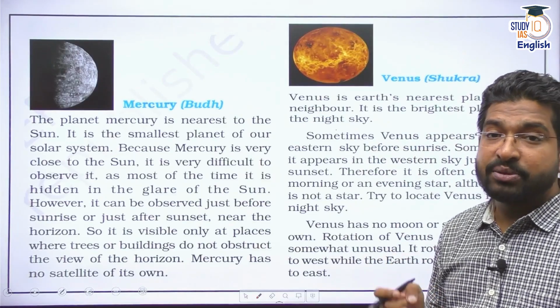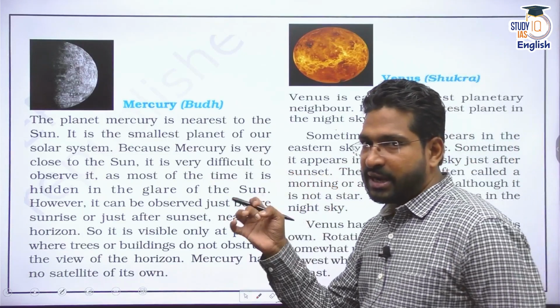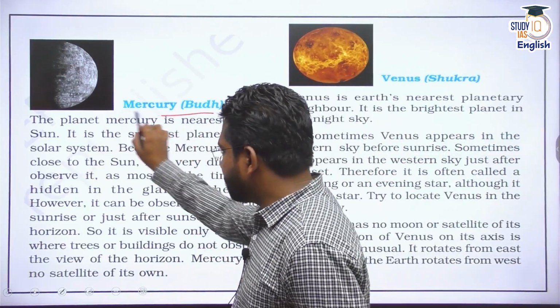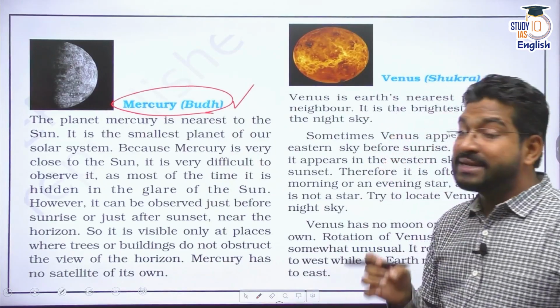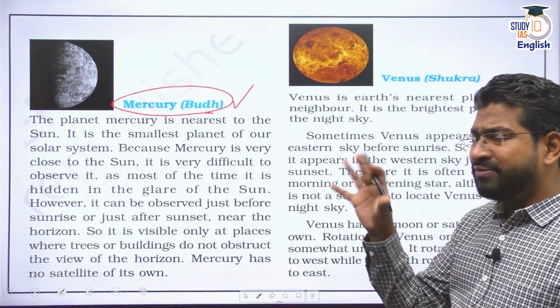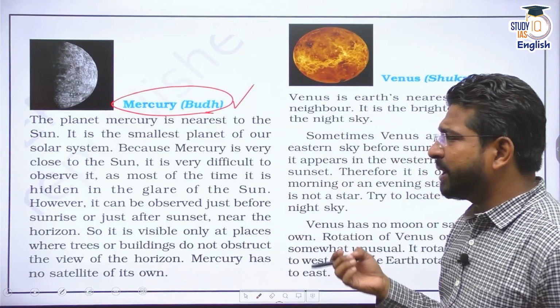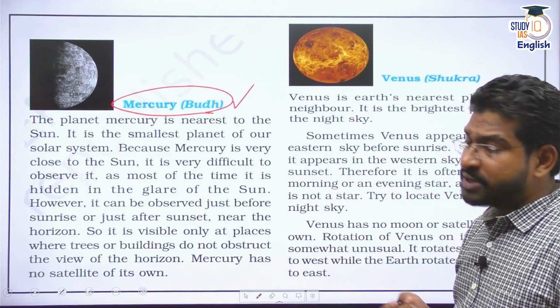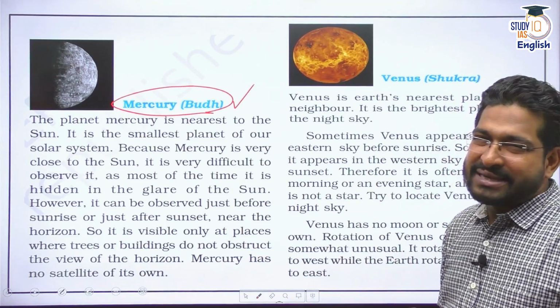We have 8 major planets. The first planet and the nearest planet to the sun, our star, is Mercury, which is called Budh in Hindi. Mercury is nearest to the sun, and even during the night, it's not visible to us. It is so close to the sun that it is very difficult for us to observe. It is mostly hidden in sunlight or the sun's glare.